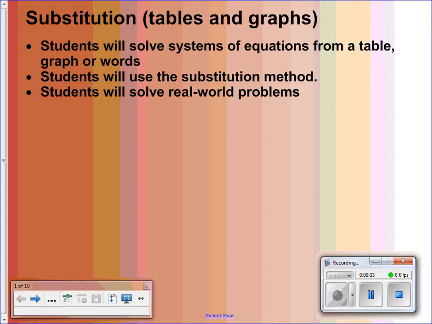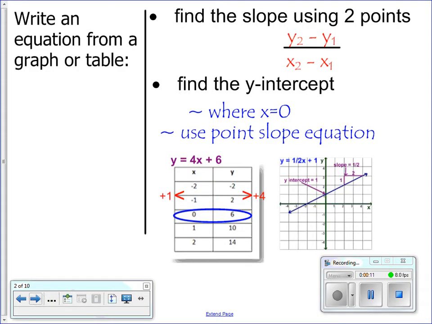Substitution can be used to solve a system of equations from a table, a graph, or the words, and we'll use real-world problems. To write from a table or a graph, first you have to find the slope using 2 points, so y minus y over x minus x. And then you need to find the y-intercept. It's either where x is 0, and use your point-slope form, and change it to slope-intercept form.